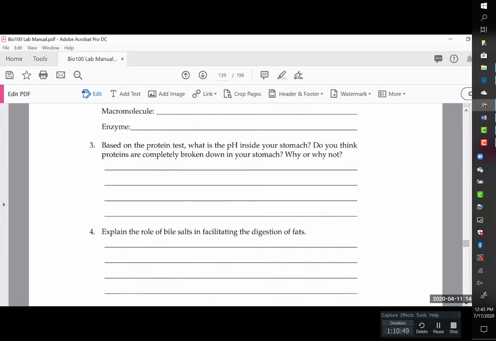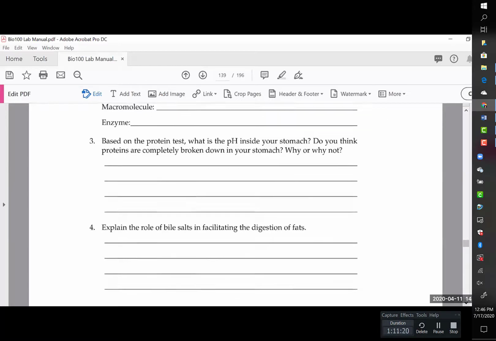Do you think proteins are completely broken down in your stomach? I'll let you think about that one. But did we break down the egg completely or not? Remember, if you go back over the PowerPoint and the slides, there's additional enzymes which get secreted in your intestine as well. We've got pepsin, trypsin, and peptidase, 3 different enzymes, and they get secreted in your stomach and then also along in your intestine. So I'll let you answer that one on your own.